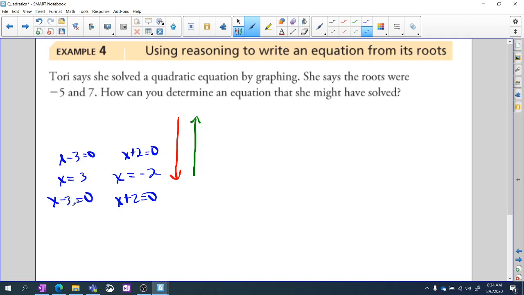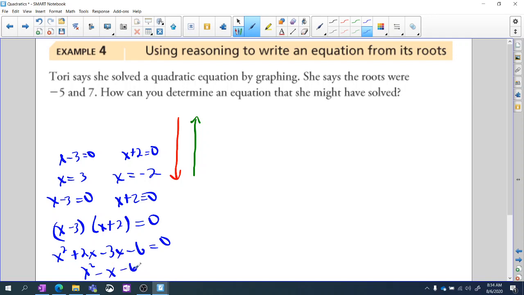Well, then the quadratic is created by the product of these two factors. So it must have been x subtract 3 multiplied by x plus 2 equals 0. And then you just expand it out. x multiplied by x is x squared, x times 2, negative 3 times x, and negative 3 times 2 is negative 6. Collect your terms in the middle, x squared minus x minus 6. That must have been the quadratic that gave me those answers.